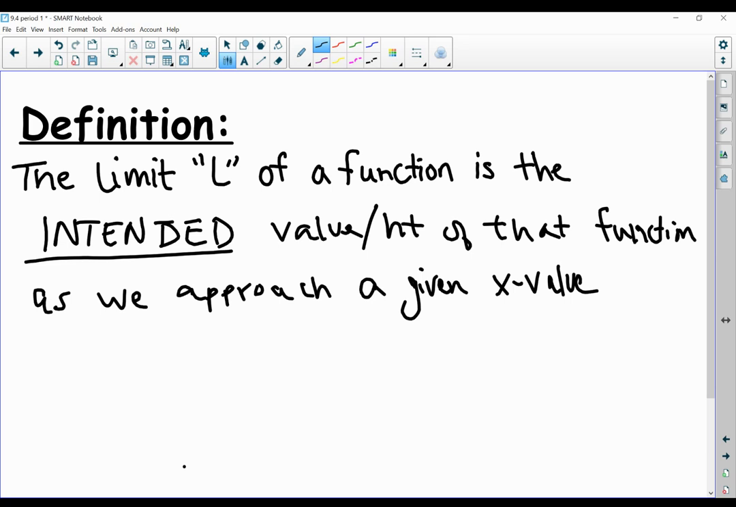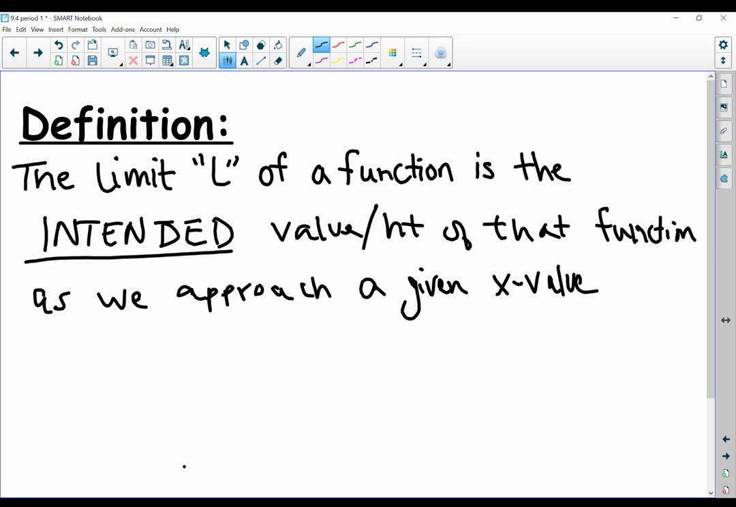Now, the idea behind the limit is all about the intention of that value or that height. Not what the actual value of the function is or the actual height, but what does it do as we get close to that x value? What value does it look like it's approaching?